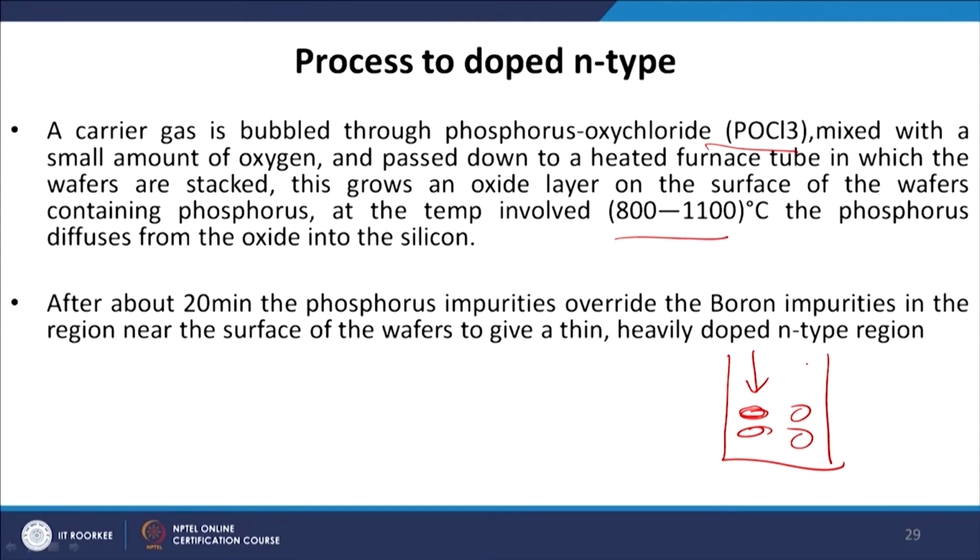After about 20 minutes, the phosphorus impurities override the boron impurity in the region near the surface of the wafer to give a thin, heavily doped n-type region. We have learned before that for a p-n junction silicon solar cell, the n-type is very thin and heavily doped, so that the depletion region extends inside the p region.